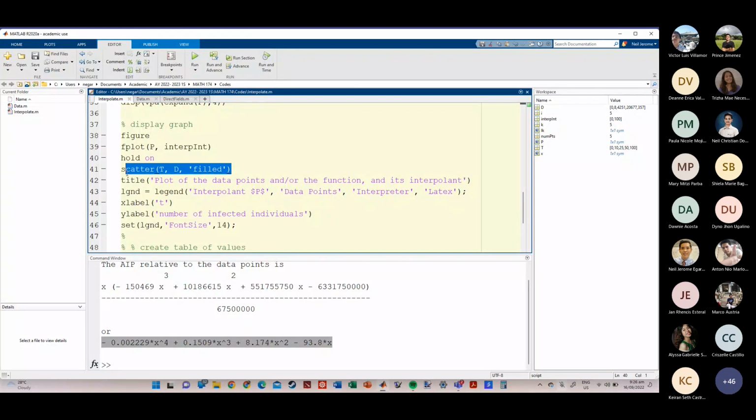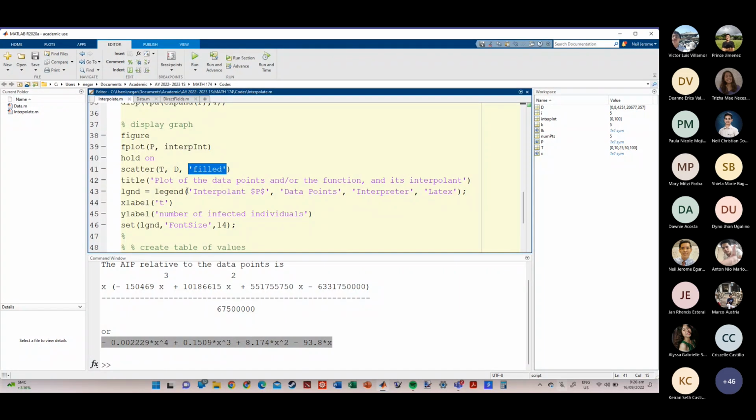Yung line 41, ito na yung scatter plot. So, ipa-plot niya on the x-axis yung mga components ni vector t, tapos ang gagamitin niyang y component yung components ni d. So ita-plot lamang ni scatter yung mga points na ang x component ay manggagaling kay t, yung y component manggagaling kay d. I use the field command para may kulay, yung dot, para dun sa mga points na gagawin.